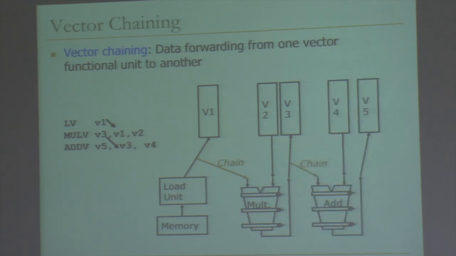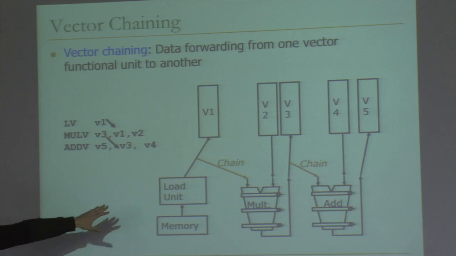It's called vector chaining. And again, you can do it over here. You can chain the adder to the multiplier. When the multiplier finishes the first element, instead of waiting for all of the elements to be present in vector 3, that first element is supplied to the adder. And you can do the addition of the first element with the multiplication of the second element, and so on. OK?